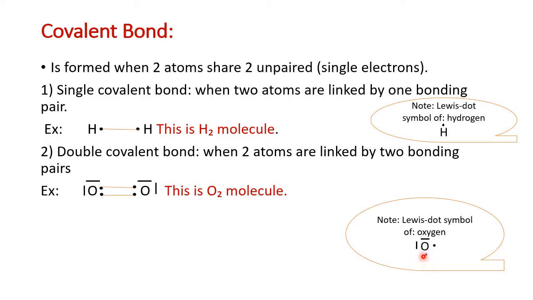We do not look at the dashes or lone pairs, we look at the unpaired electrons. So oxygen has 2 unpaired electrons. So it can make 2 bonds with other oxygen atom. The 2 unpaired electrons here of this oxygen form 2 bonds with the 2 unpaired electrons of the second oxygen. Thus a double covalent bond is formed.